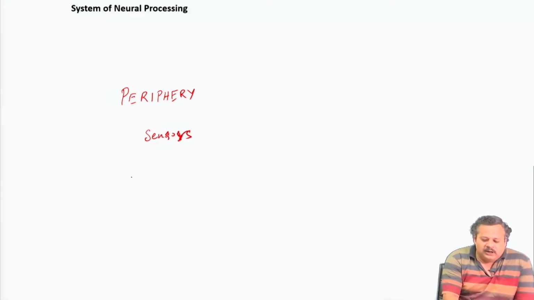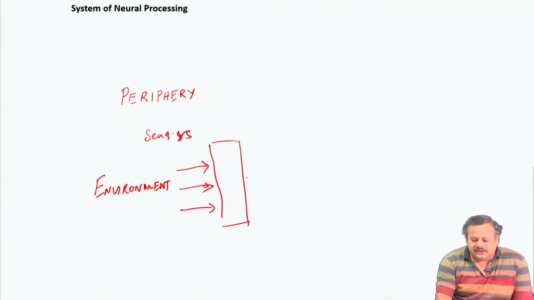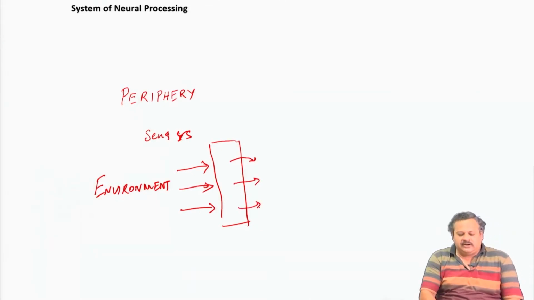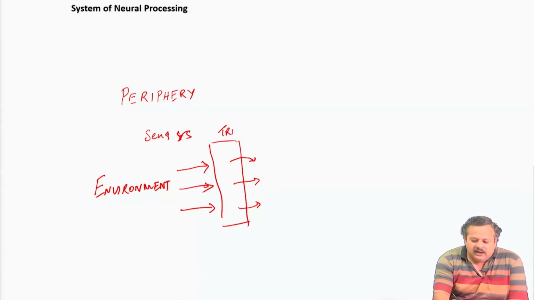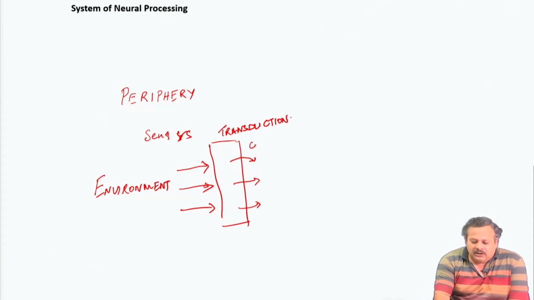If we have an external environment, the signals are picked up by the peripheral sensors or set of sensors that transduce this information into something that is readable by neurons, and that is electrical signals. So, this is where sensory transduction takes place, and here we convert it into some form of electrical signals.